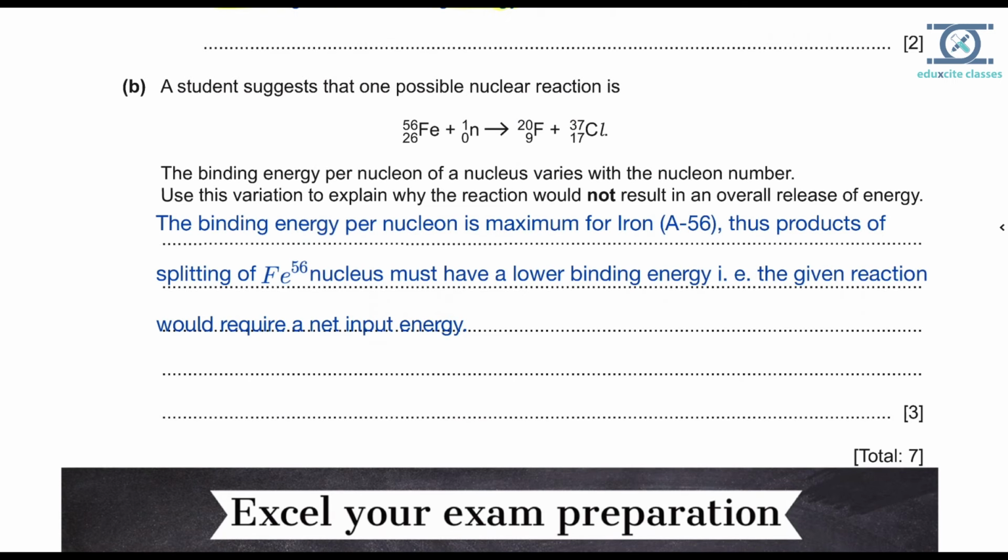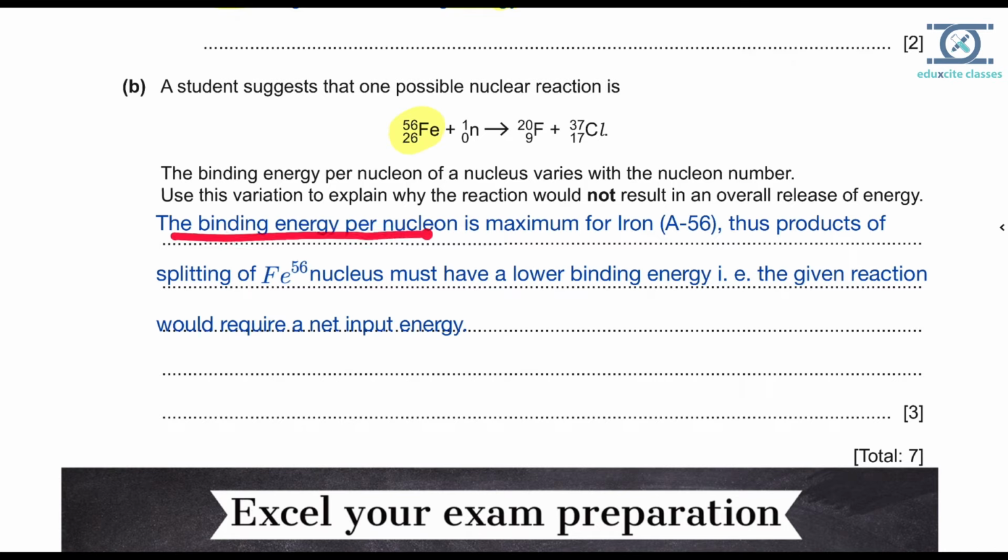Now a student suggests that one possible nuclear reaction is like this. The binding energy per nucleon of the nuclei varies with the nucleon number. Use this variation to explain why the reaction would not result in an overall release of energy. You can see the element taken is iron, and iron has the maximum binding energy in the graph. You can refer to the graph from your book or from the internet. I have not taken it here right now, but you can refer.